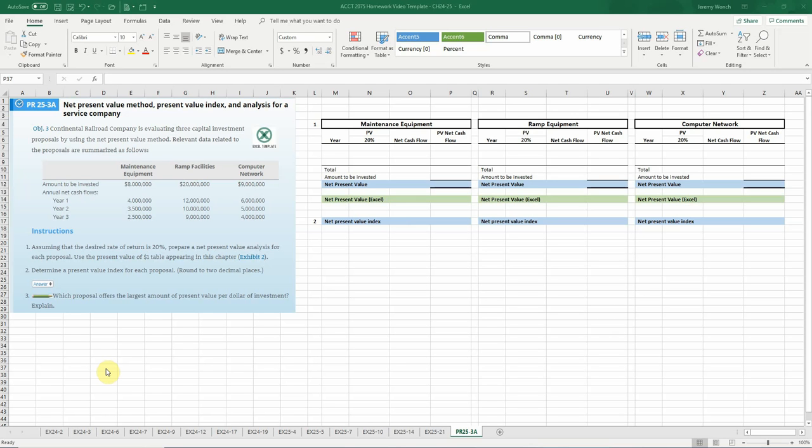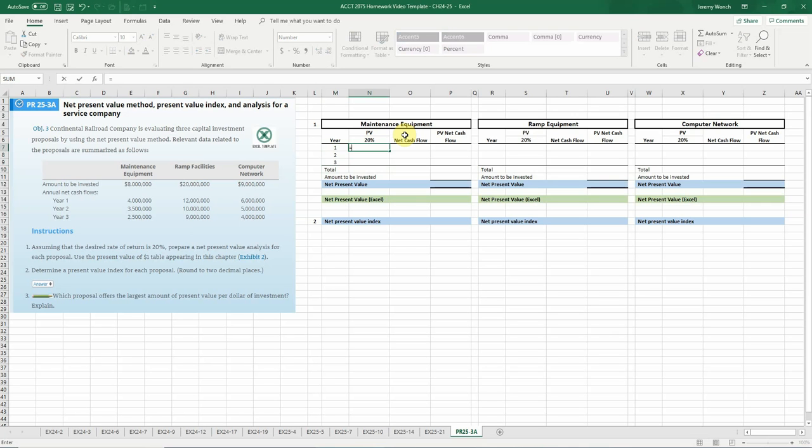25-3, we have a company that's evaluating 3 capital investments, and we need to see what is the best one. So we have maintenance equipment, ramp facilities, or a computer network. They give us the amount to be invested, the cash flows by year, and they tell us that the desired rate of return is 20%. So, all right, let's start by evaluating the maintenance equipment. We're going to look at that over 3 years.